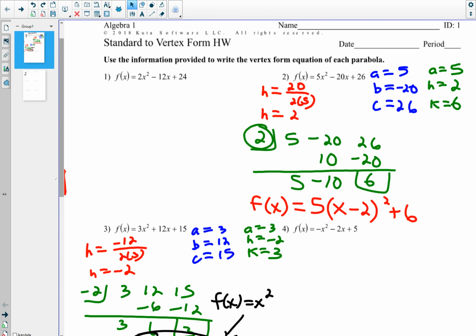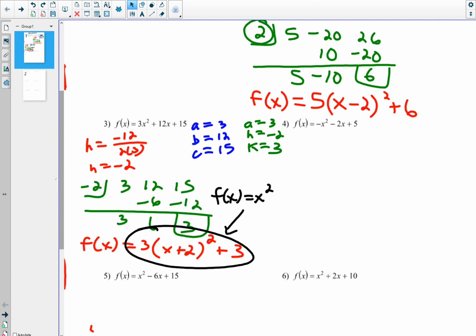Well, I already raised the first one, but how about the second one? What transformations did the second one undergo? Number 2. Like, what did we do? A vertical stretch of 5, yes. A horizontal translation to the right 2, yes. Vertical translation of 6. All right. You guys already skip ahead and do number 4?